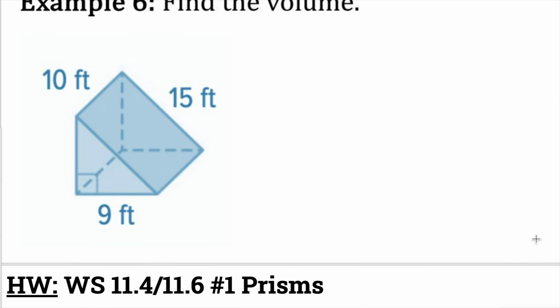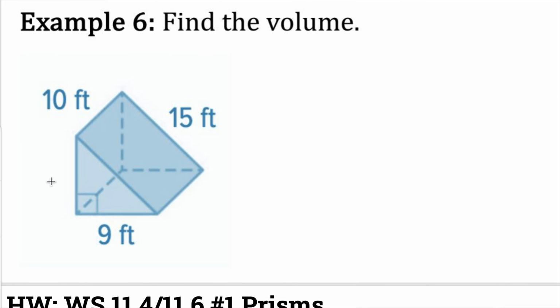Our last one, again, a good thing to focus on here: the bases are the two shapes that are facing one another. So if you want to pause the video, go ahead. Just write this in highlighter. When you're done, click play so you can check it. So for this one, my base is going to be these two triangles that are facing one another.